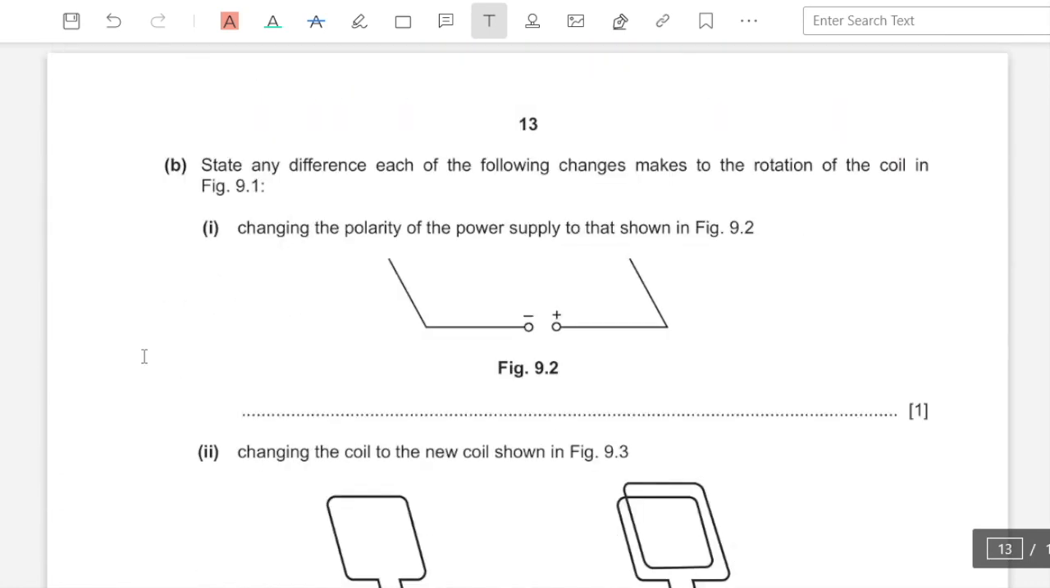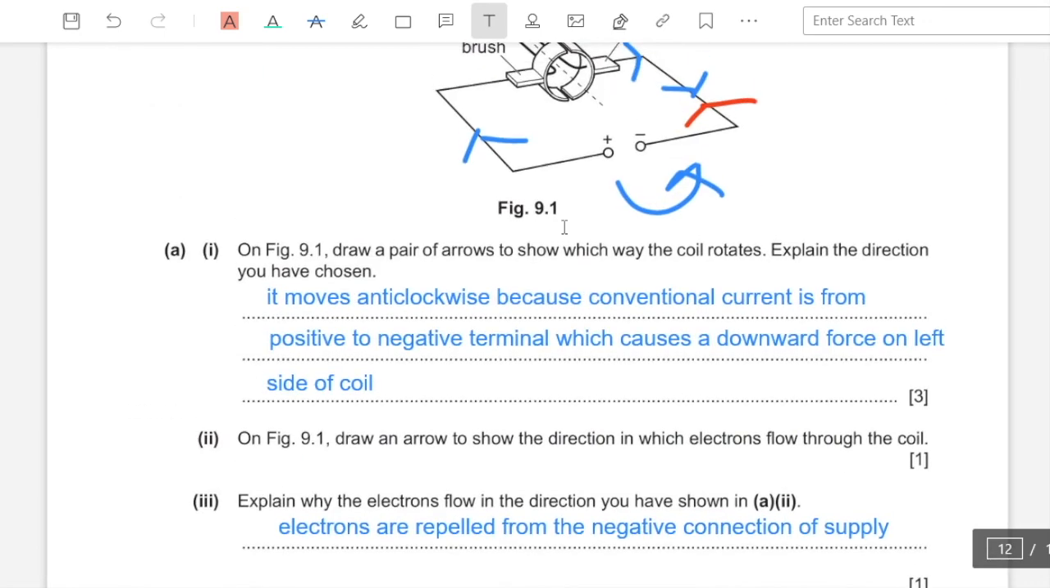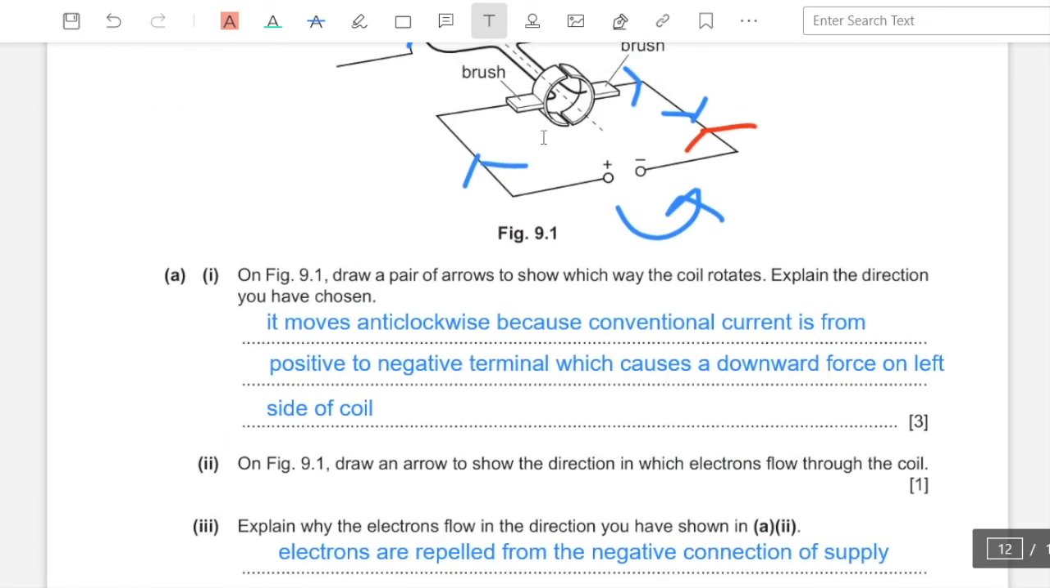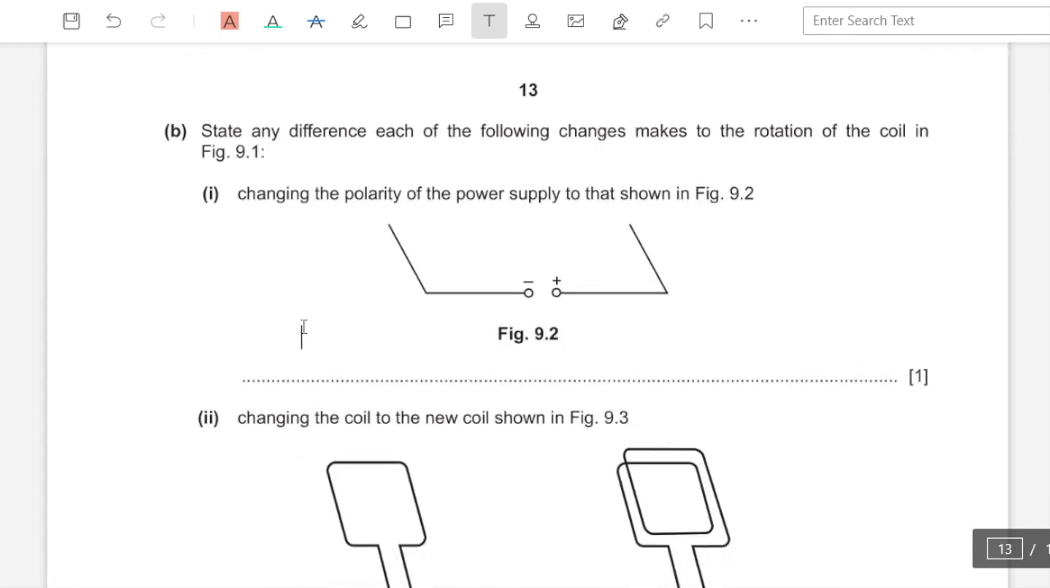B. State any difference each of the following changes makes to the rotation of the coil in 9.1. 1. Changing the polarity of the power supply to that shown in figure 9.2. Since the polarity over here changes, the direction of current flowing also changes, and that means the coil turns in the opposite direction.